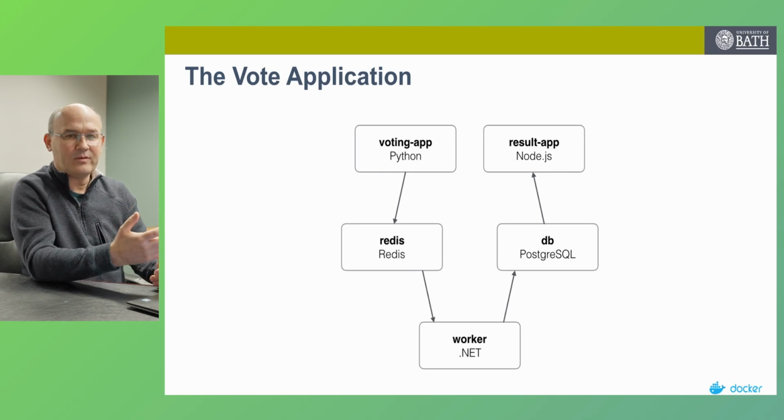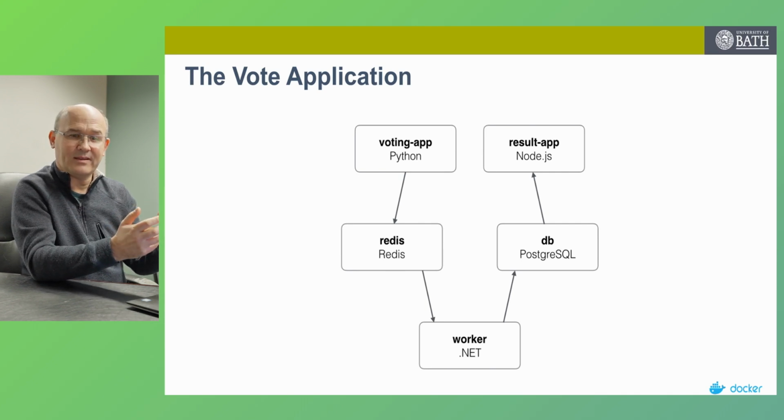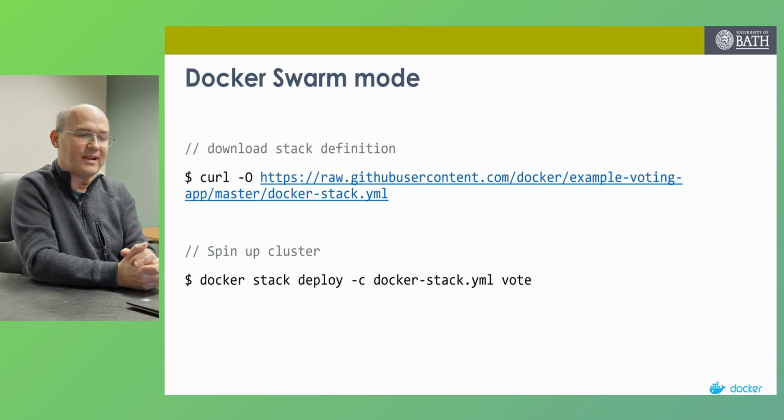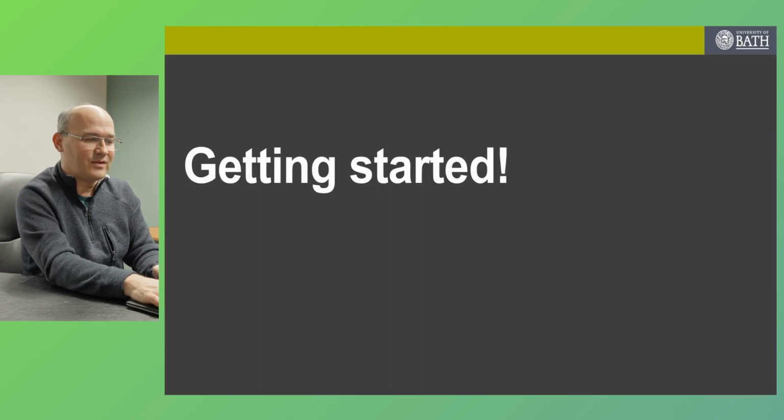But for now, think about this as a system of systems. You have different containers running a voting app, results app, a database, a Redis, and a worker. And now you're bringing all of those elements together. And you would do that in a Docker Swarm, ideally. Here's a curl command that will give you that example voting app as a Docker stack, which you can then run. And then you can spin up the cluster with Docker stack deploy on that YAML file, and then start the voting application. So that's kind of a system of systems. I'll leave that as an exercise for you to try.